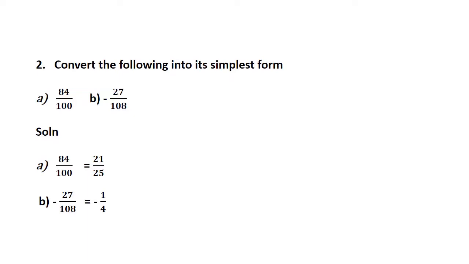The second one, minus 27 divided by 108. When you divide the numerator and denominator by 27, you get the answer as minus 1 by 4. So, your answer is minus 1 by 4. Have you all got the correct answers? Yes.